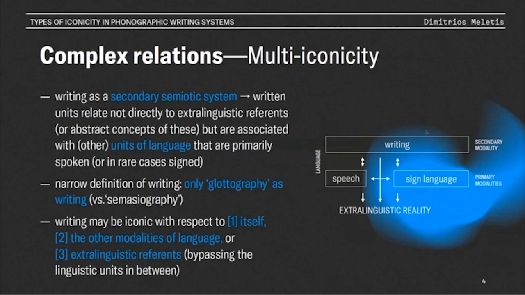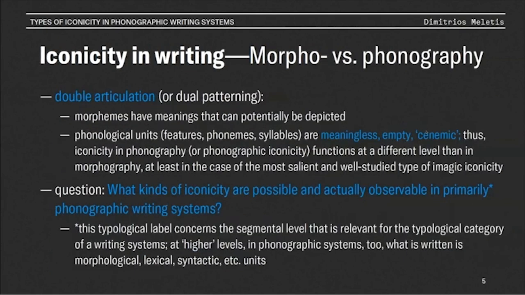And these first two types I would call endophoric, so endophoric iconicity within language. It also may be iconic with respect to extralinguistic reality, and that would be exophoric. And of course, what we call non-writing or semasiography, which bypasses language, requires a lot of iconicity, but I'm not going to talk about that today. But glottography or language writing can afford getting rid of some of the iconicity.